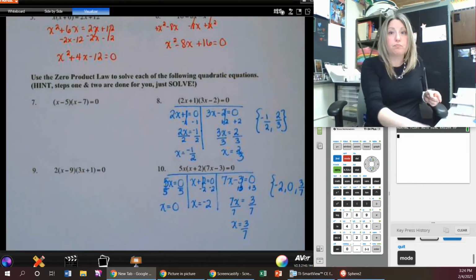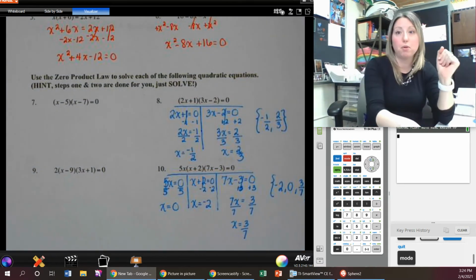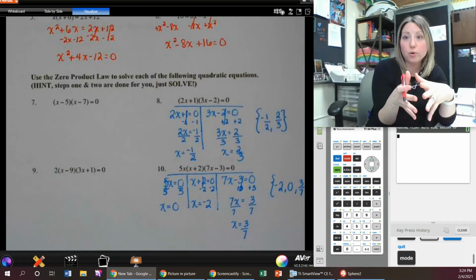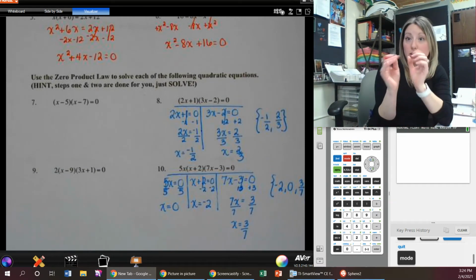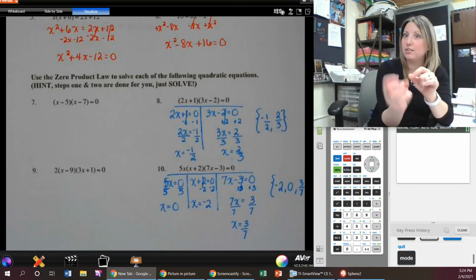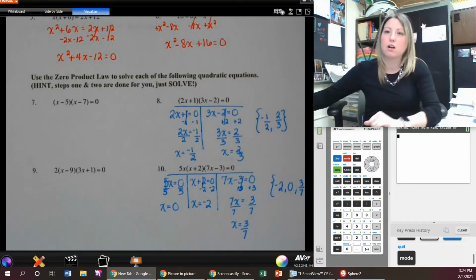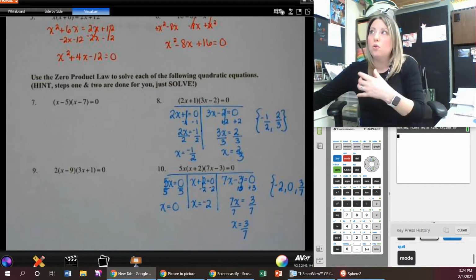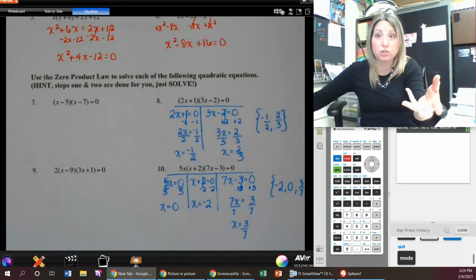So I want you to try number 7 and number 9. I'm going to pause it right here. Try those, get the t-chart, get the answers, and let's see the difference between number 9 and number 10, where both of them have 3 factors, but there's a big difference there in their answers. So pause it here, try those, come back, and we'll look at their answers.